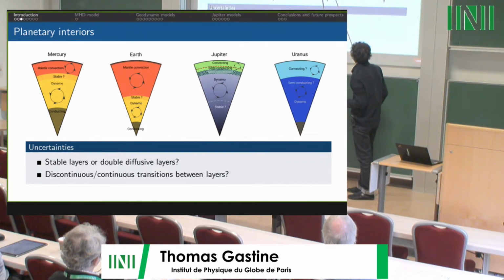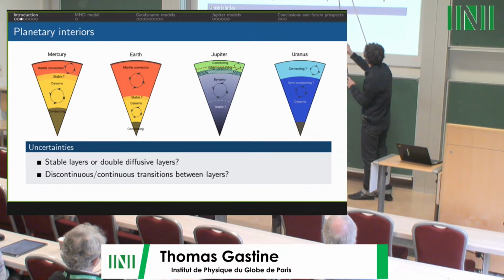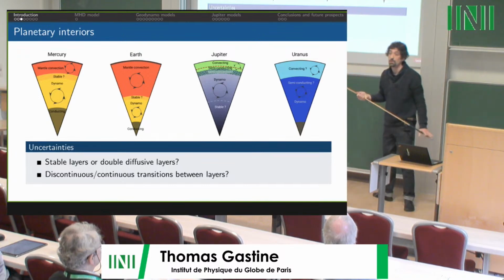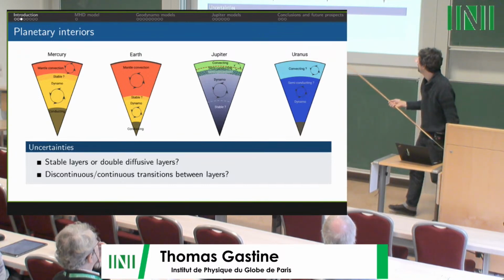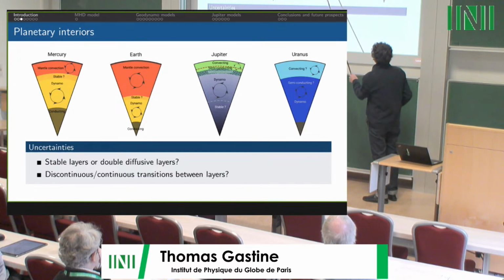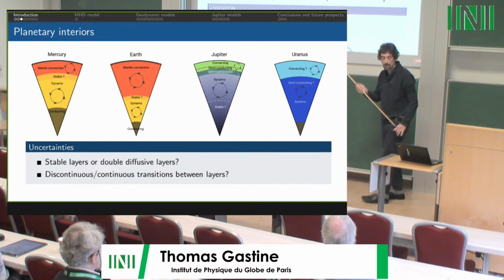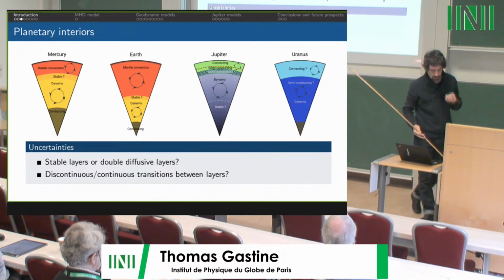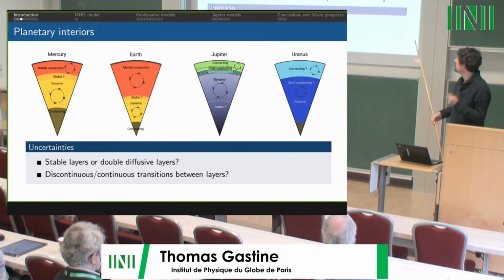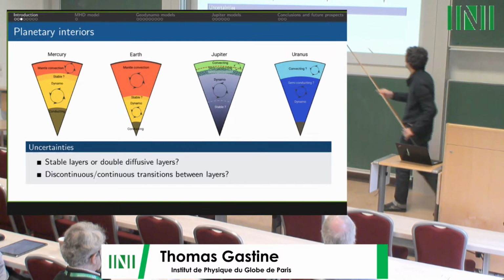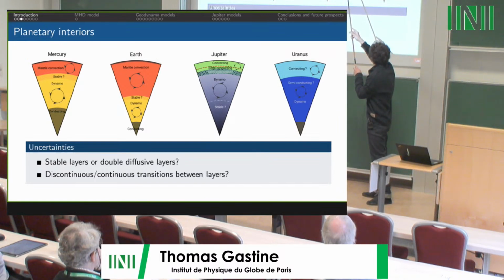If you look at the gas giant planets, there are also regions which are convecting in the external parts, but there are also possible regions where stable stratification could occur. This could be the case here, where some ab initio simulations suggest that helium could demix from hydrogen in a range of pressure that would correspond to this layer here.